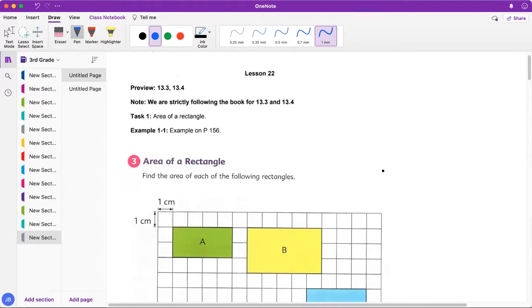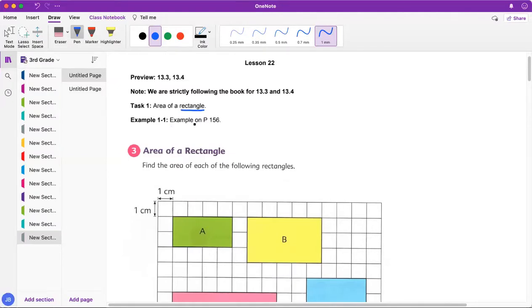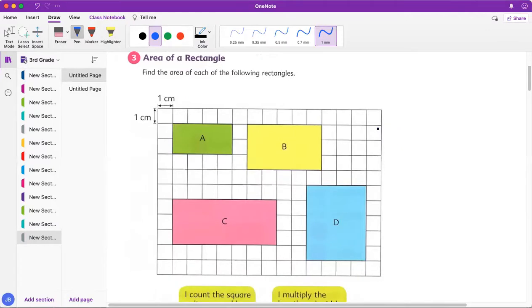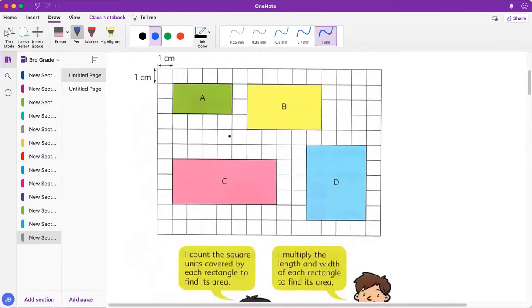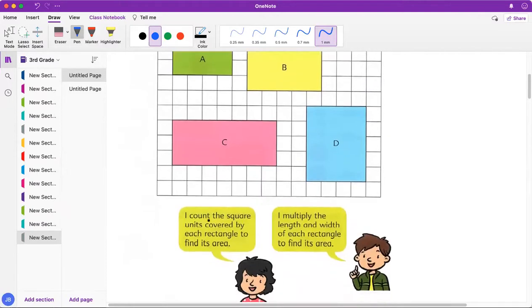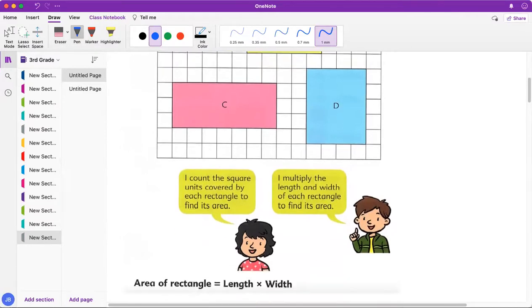All right, so now we'll get going on to today's lesson. Today we're going to go over area of a rectangle. The first thing we're going to look at is the example on page 156 in your book. When we're looking at the area of a rectangle, we want to find all the areas here. We have two different ways. This person says, I count the square units covered by each rectangle to find its area. And this person says, I multiply the length and the width of each rectangle to find its area. So that tells us that the area is length times the width.